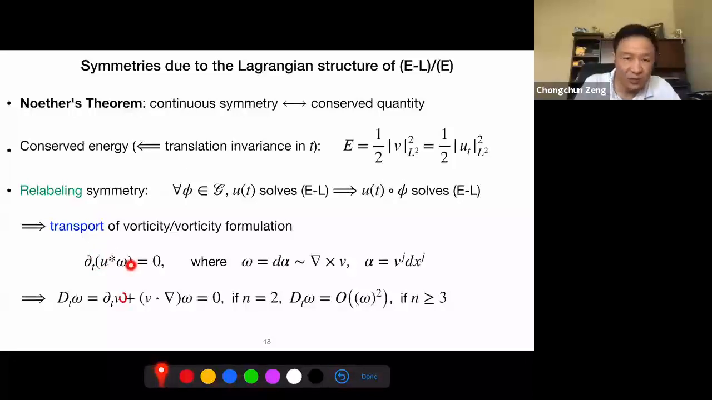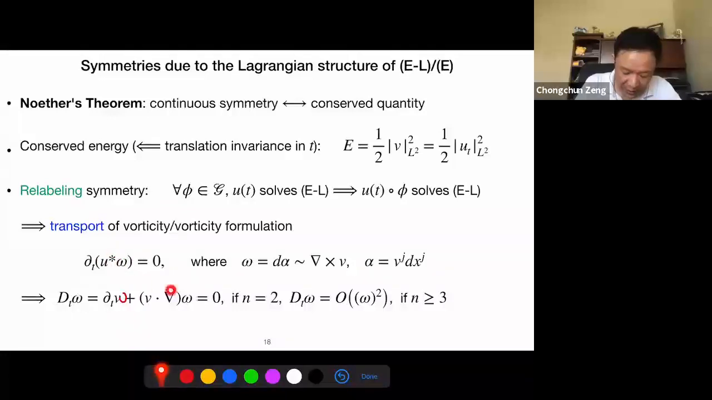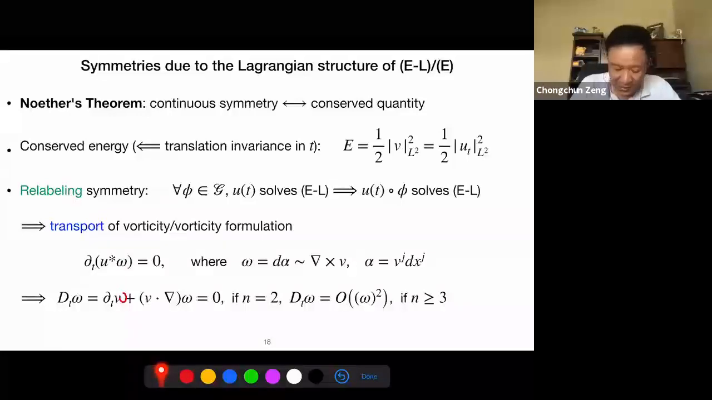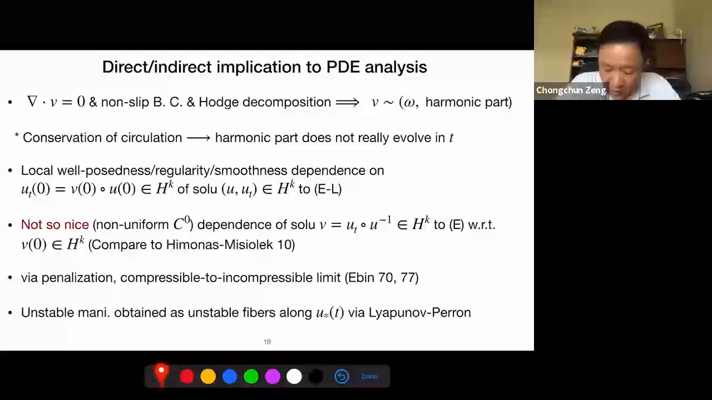In the two-dimensional case, two-forms are equivalent to scalars, so the transport of the two-form becomes transport of the scalar. But in 3 dimensions, this is a two-form in 3-dimensional space, and the transport is more complicated and has a stretching term, the vortex stretching term. The same thing can be written in higher dimensions. This is going to be useful later, even in the free boundary case. All of this has implications on the analysis of the Euler equation.